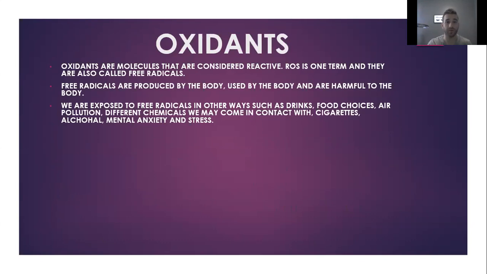We are exposed to free radicals in other ways, such as drinks, food choices, air pollution, different chemicals we may come in contact with, cigarettes, alcohol. Mental anxiety and stress is a big one. When you are in a state of anxiety, fear, anger, stress, and you stay in those states for a long time, you know what you really feel. You feel heavy, you feel anxious, your heart's pounding, or your breathing is very shallow. Okay, you are producing chemicals in your body from your brain that are acidic. Okay, that can cause free radical damage.